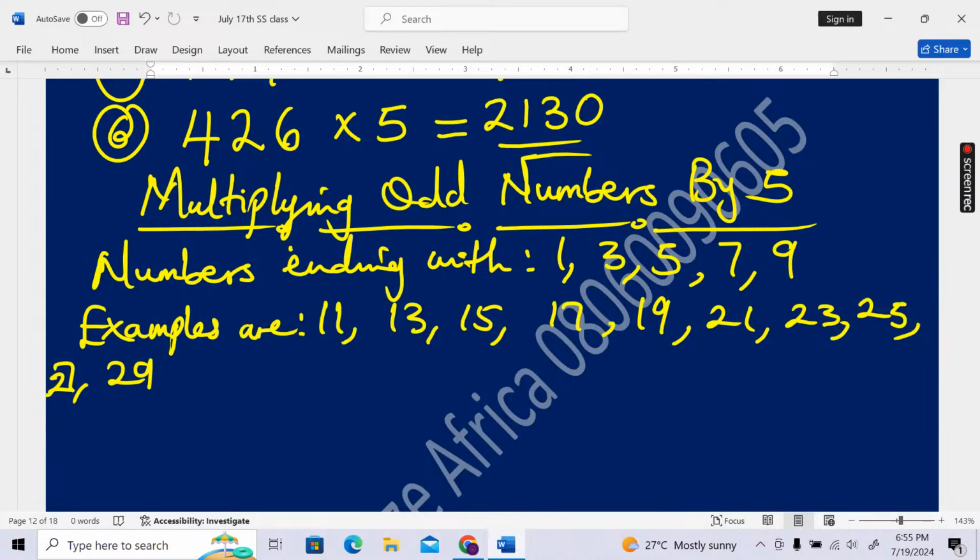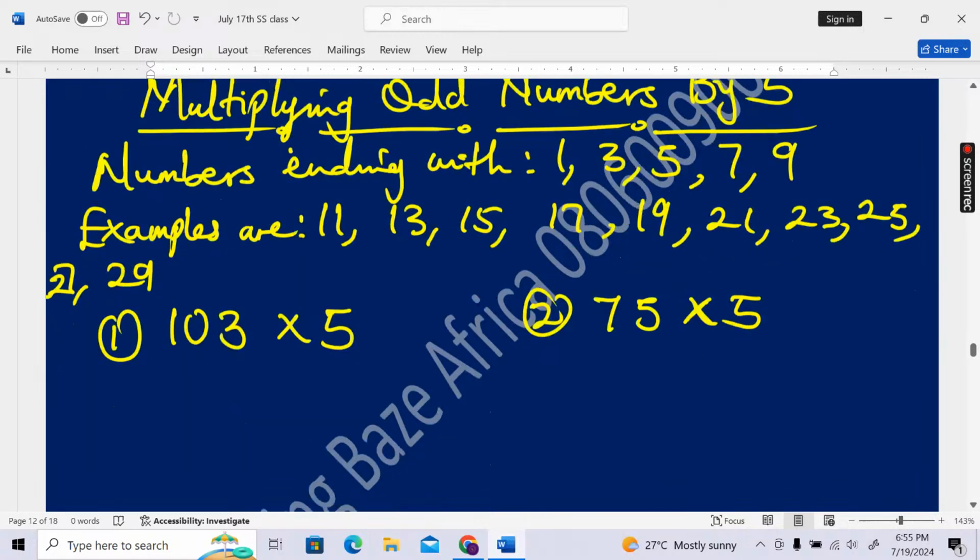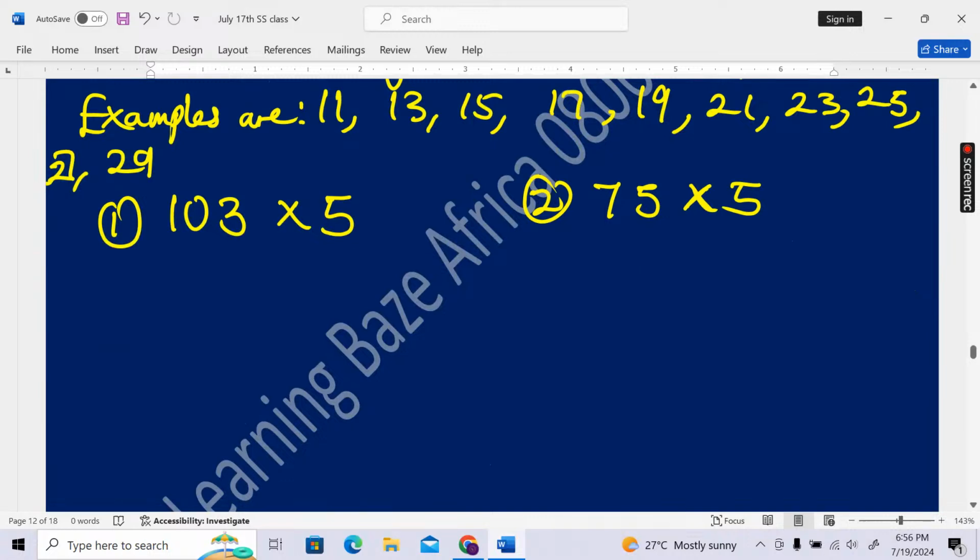Okay, so now let us multiply odd numbers by 5. Look at the first one. How can we multiply 103 by 5? How can we also multiply 75 by 5? Anytime you're multiplying odd numbers by 5, the first thing you're going to do is to subtract 1 from that number. That will give us 102. So 103 minus 1 is equal to 102.